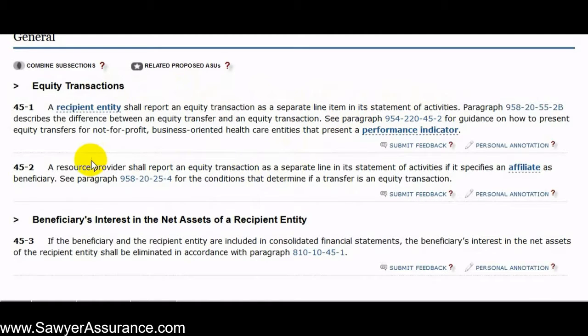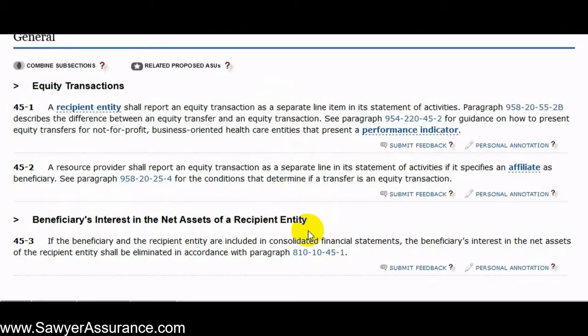It also says the resource provider, that's the beneficiary, should report an equity transaction as a separate line item in its statement of activities also. So it might have something below the line that says something like transfer of assets to recipient entity as an equity transaction, something to that effect. A common theme for both the recipient entity's financials and the beneficiary's financials is that these are recorded in the statement of activities and not necessarily in the net assets section, which would be the case if these were for-profit entities.